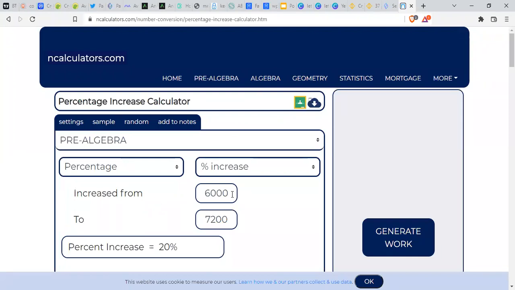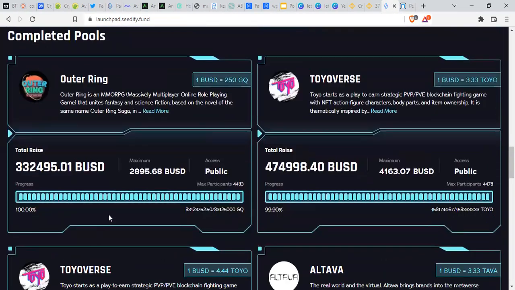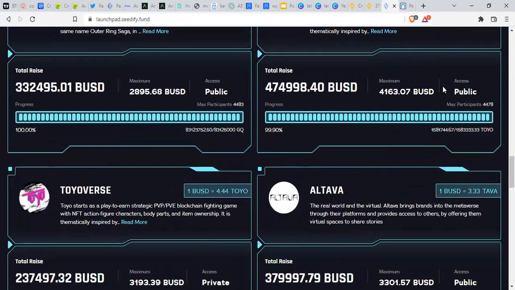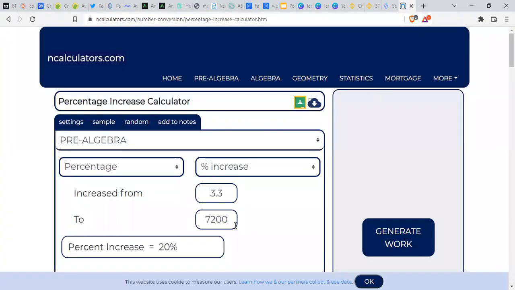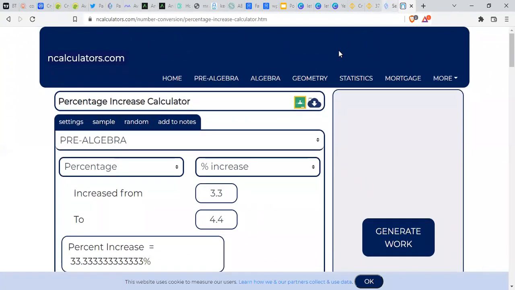So let's say increase from 3.3. Yeah, this is it. It becomes more expensive here. How much were they getting here? 4.4. 3.3 and 4.4. So I'm going to generate this. Let's just see. You can see 33% increase.